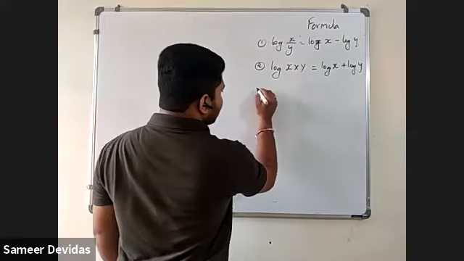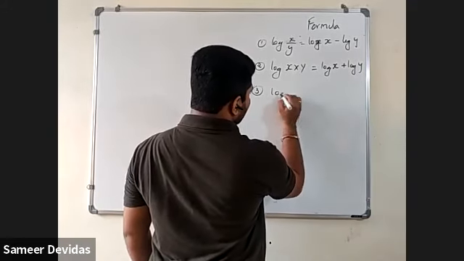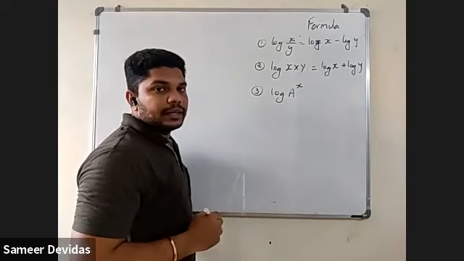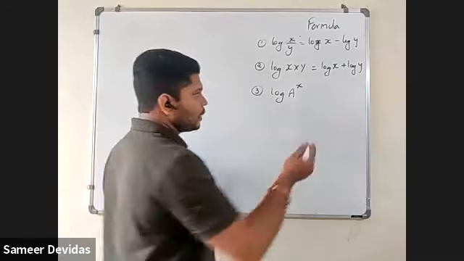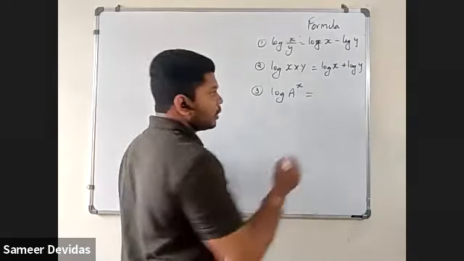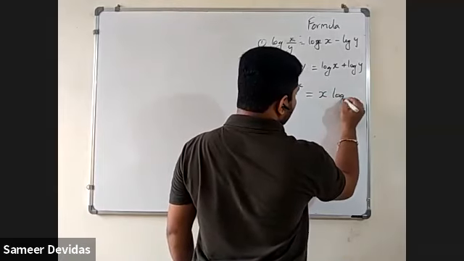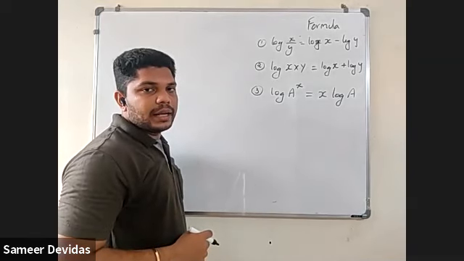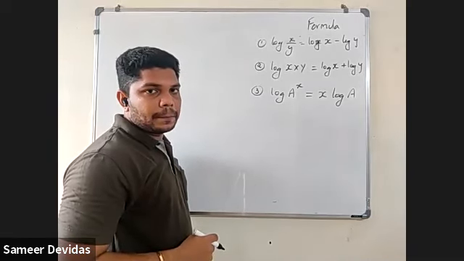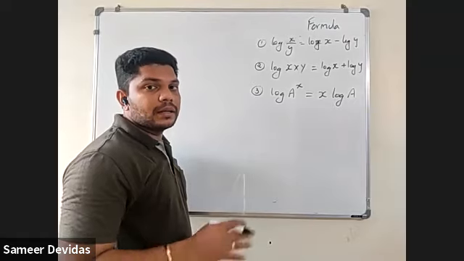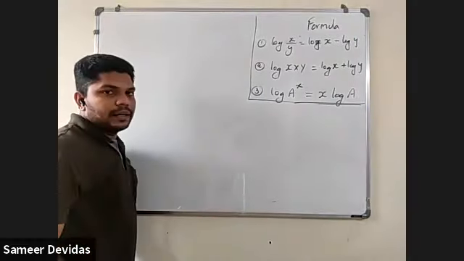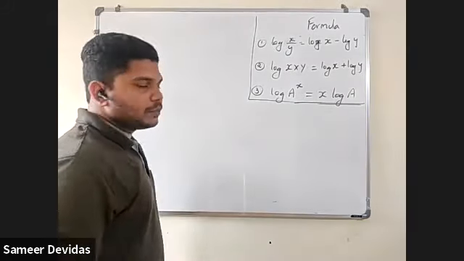Then the third one we are using is log of a raised to x, or e raised to x, or anything like that. This can be written as x log a. Is this clear? Does anybody have any difficulty in this? Are these formulas clear to you all? Yes, sir. Okay. So these are the formulas which are required. There are more, but these are the three major formulas we are using here.